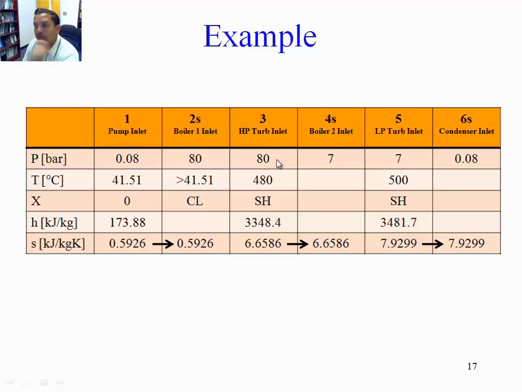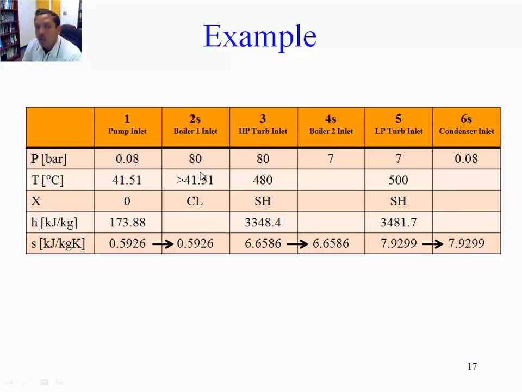At point 3, it's the first pass through the boiler. Pressure is 80, and temperature is 480. We know this is superheated, that's why there's no quality. 3348.4 is the enthalpy, and the entropy is 6.6586. And after the second pass through the boiler, pressure is 7. Temperature is 500. This is superheated, as we found on the saturation tables. Enthalpy is 3481.7, and entropy is 7.9299.